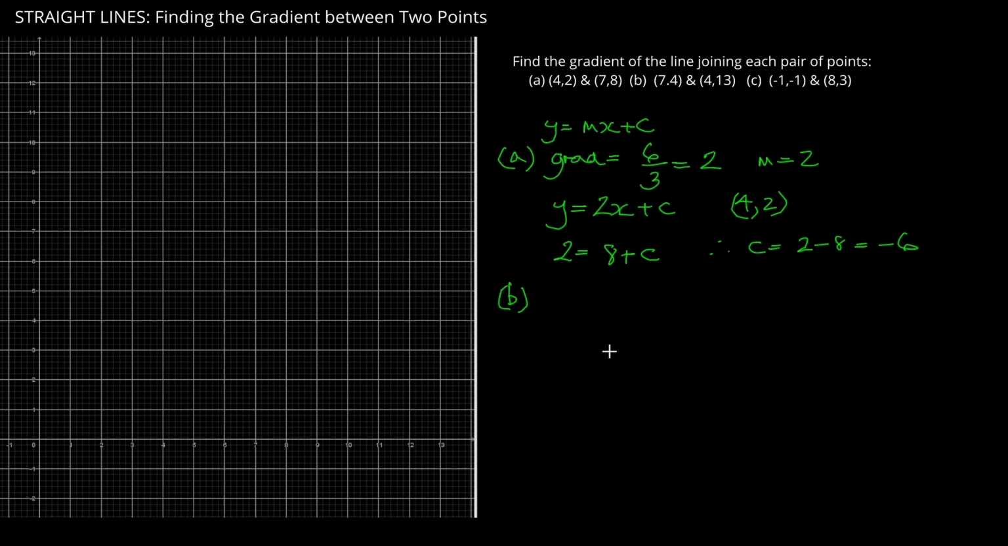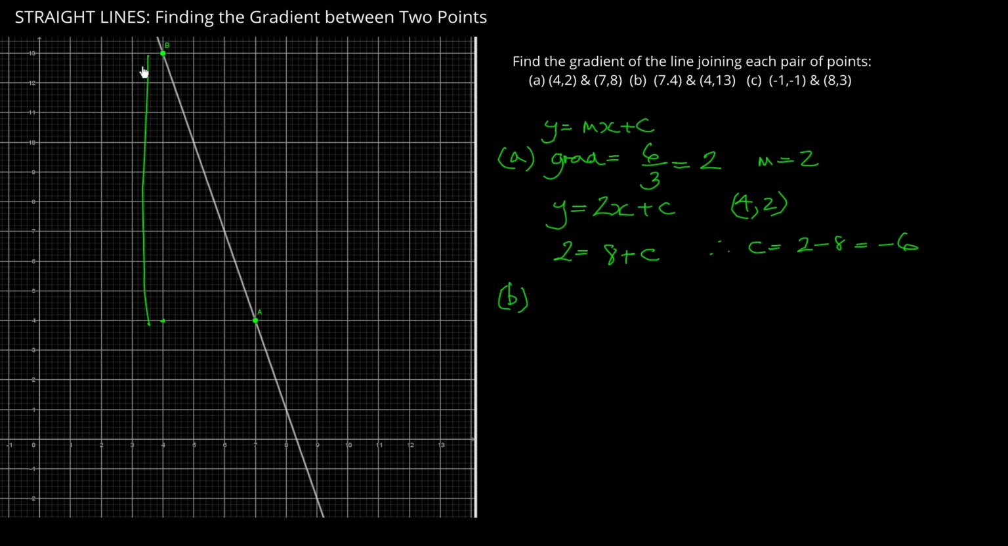Okay, I've altered the axes on the left screen, and we've got 7, 4, 1, 2, 3, 4, 5, 6, 7, 1, 2, 3, 4. So we've got a point there. And 4, 13, 1, 2, 3, 4, and 13 way up there. Okay, we need to find the rise and the run looking at this right angle triangle here.